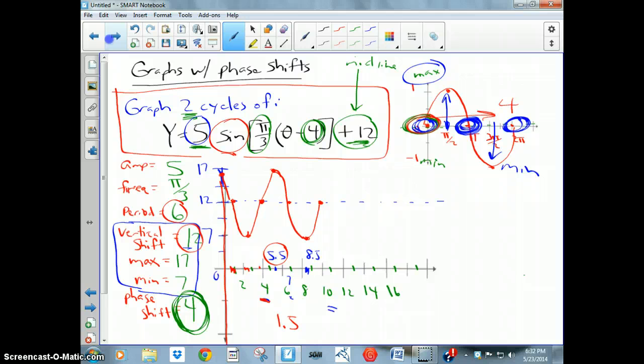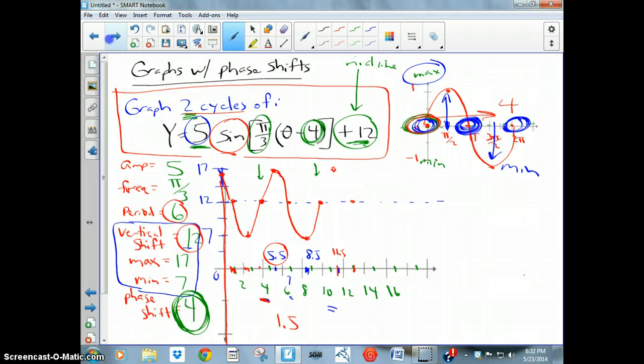Now let's go the other way. It says 2 cycles. Our first cycle goes from here to there. Now let's go again. Let's follow the pattern. 1.5 units from 10 would be 11.5. That's where the next maximum would occur. 11.5. What's 1.5 units from 11.5? Well, that would be 13. That's right there. That's where it will be back on the midline again.